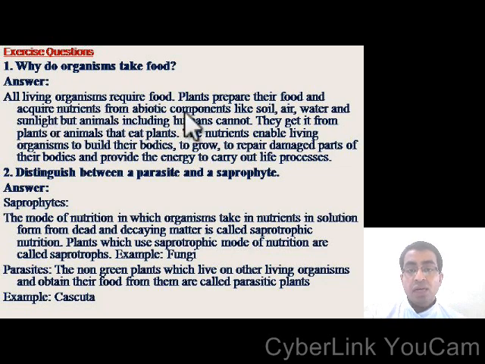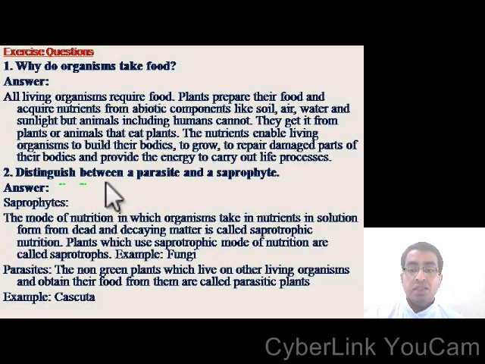All living organisms require food. Plants prepare their food and acquire nutrients from abiotic components like soil, air, water, and sunlight. But animals, including humans, cannot. They get it from plants or animals that eat plants. The nutrients enable living organisms to build their bodies, to grow, to repair damaged parts of their bodies, and provide the energy to carry out life processes.